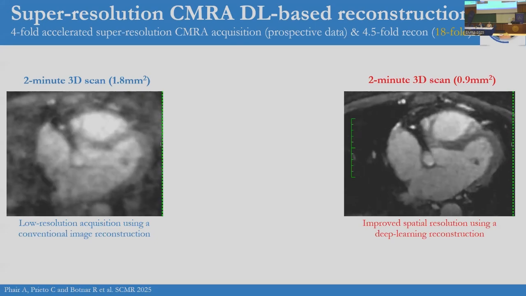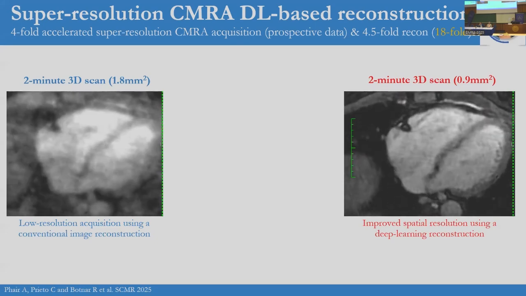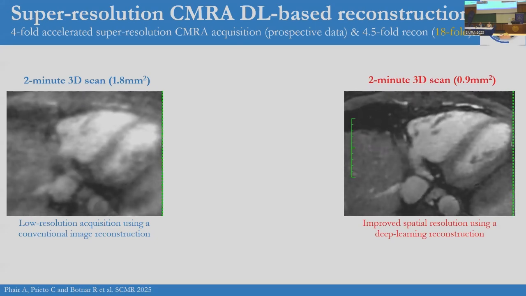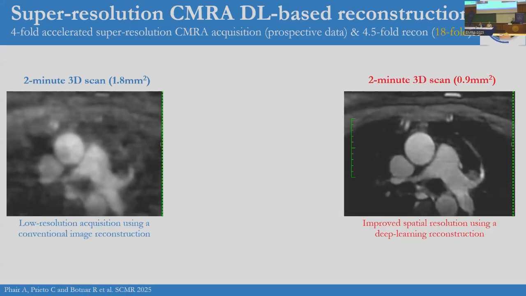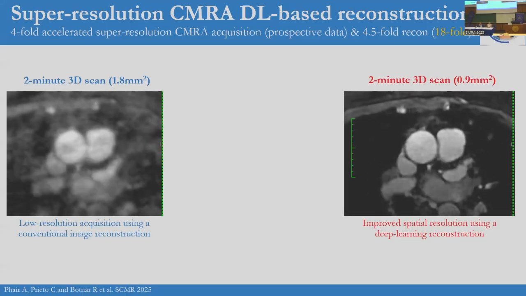Here's work from Claudio Prieto and Renee Butner's group using much better spatial resolution using AI techniques.